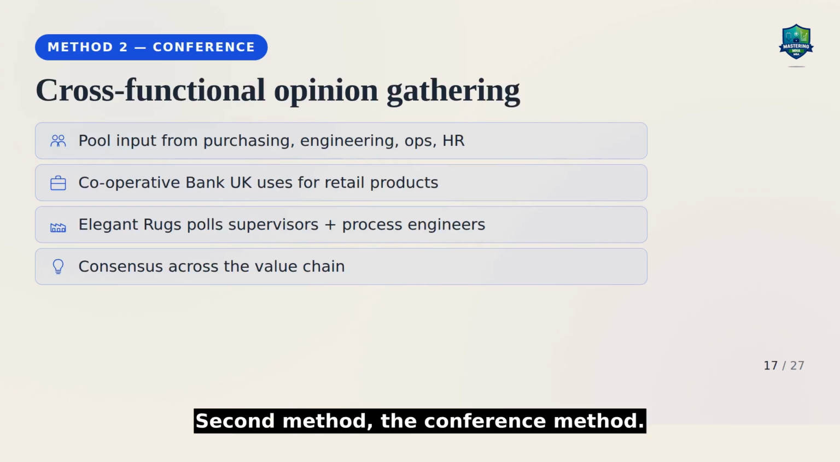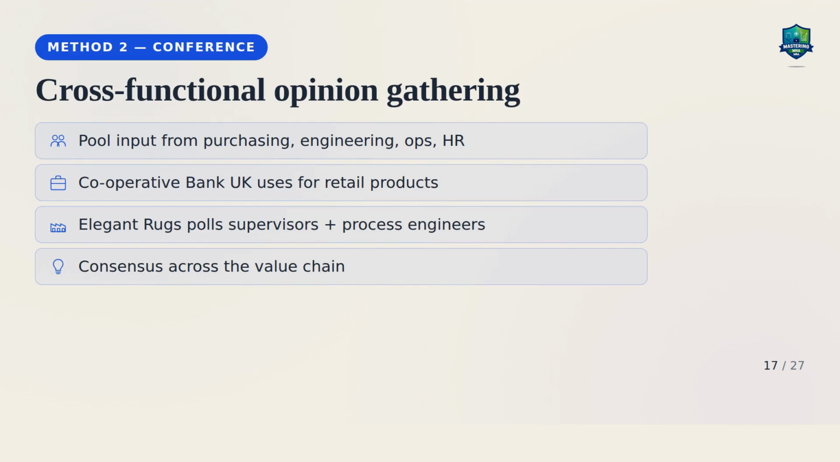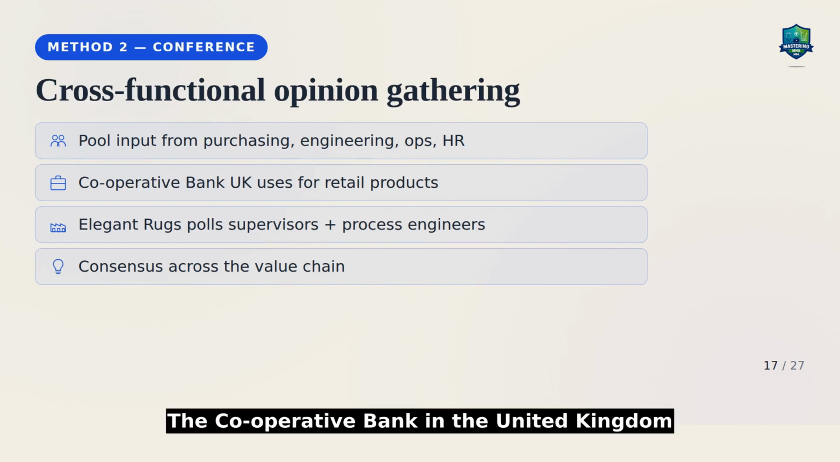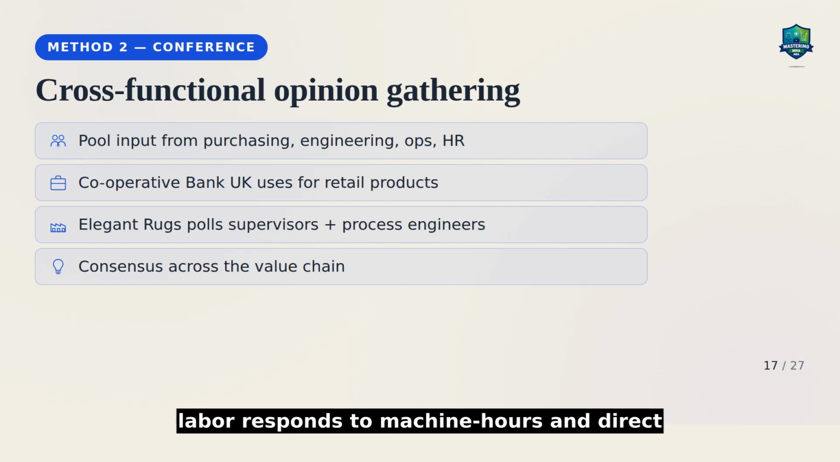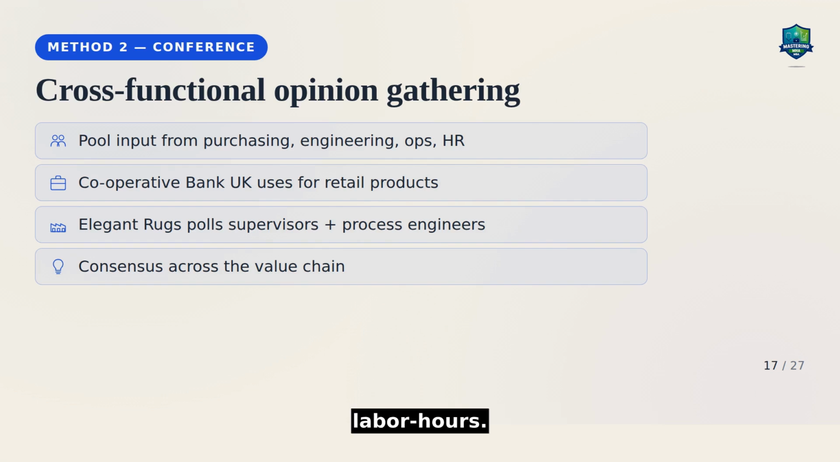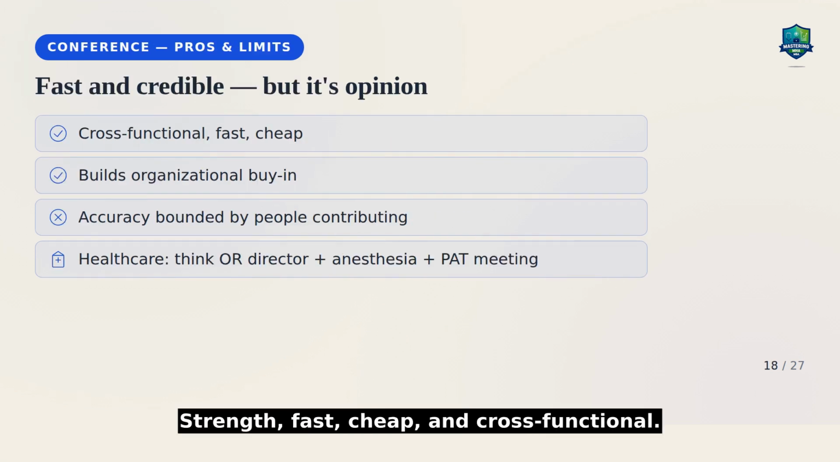Second method, the conference method. You estimate cost functions by gathering opinions from people across departments: purchasing, engineering, operations, HR. The Cooperative Bank in the United Kingdom runs a cost estimating department that builds cost functions for retail banking products this way, by consensus from departmental staff. Elegant Rugs uses it by polling supervisors and process engineers about how indirect manufacturing labor responds to machine hours and direct labor hours. Strength: fast, cheap, and cross-functional.